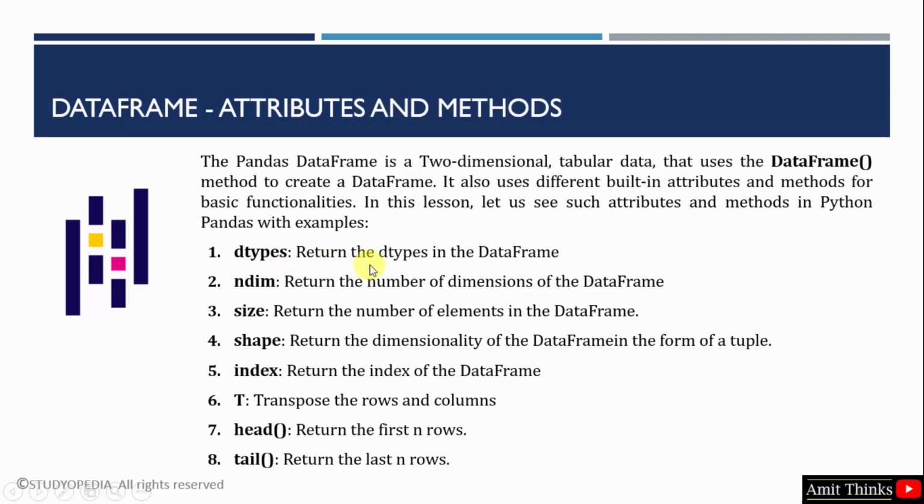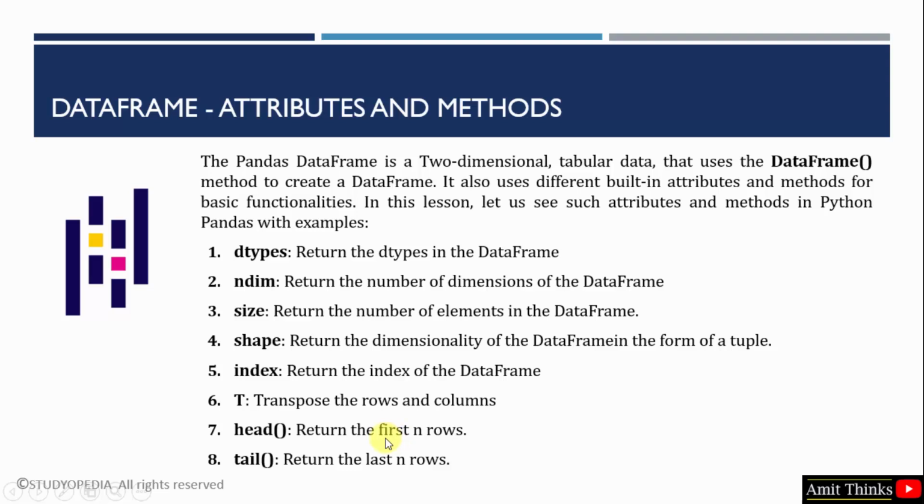dtypes returns the current data type of the data frame, like which column has which data type. ndim will return the dimensions. For size, we'll be using the size attribute. For returning the dimensions, we'll be using the shape attribute. To get the index, the index attribute will be used. Also, to get the transpose of rows and columns, we'll be using the T property.